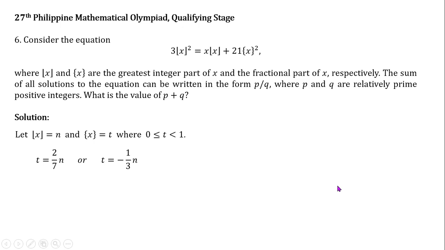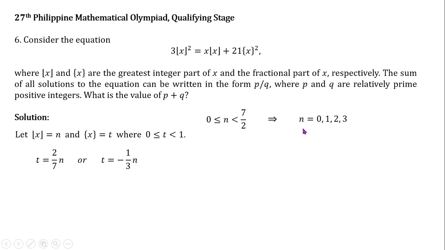Now, let's determine the possible values of n for case 1. Since t is greater than or equal to 0 but less than 1, and t is equal to 2 over 7n, it follows that 2 over 7n is greater than or equal to 0 but less than 1. Now, to solve for n, we can just multiply the inequality by 7 over 2 to have n greater than or equal to 0 but less than 7 over 2. Now, remember that n is an integer. So, the possible values of n in this interval are 0, 1, 2, and 3.